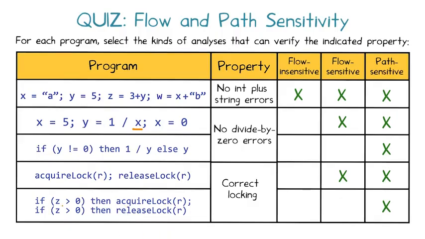However, just flow sensitivity is not sufficient in this case, as it is too weak to recognize that if z is greater than 0, then the then portion of both branch points must be taken. Path-sensitive analysis would be able to recognize this fact, and so path-sensitive analysis is able to prove that the program does not have any locking errors.